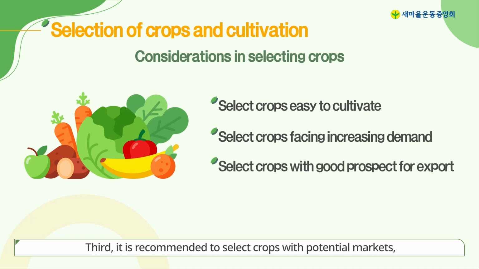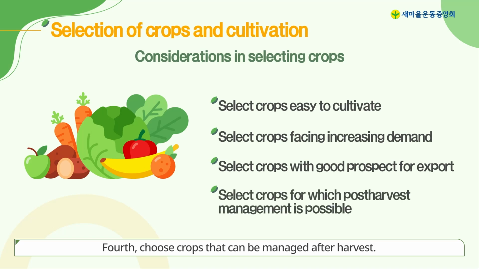Third, it is recommended to select crops with potential markets, both in terms of exports and domestic demand. We can think of fruit vegetables such as bell peppers and tomatoes, for instance. Fourth, choose crops that can be managed after harvest. It is good to select and grow those that can be distributed after long storage through drying and processing after harvest.